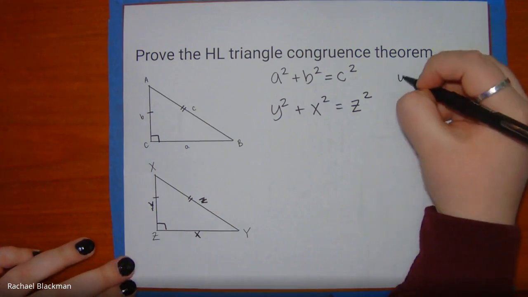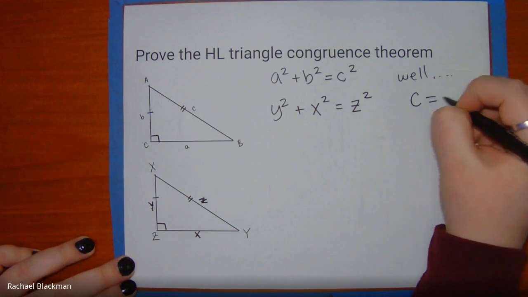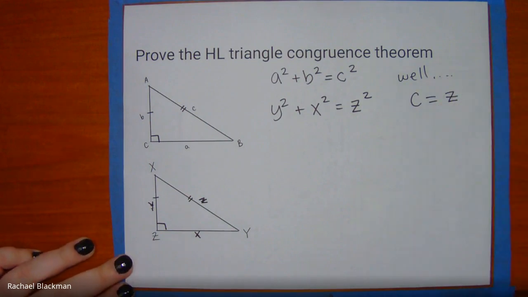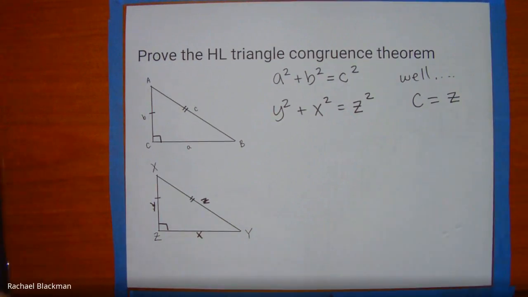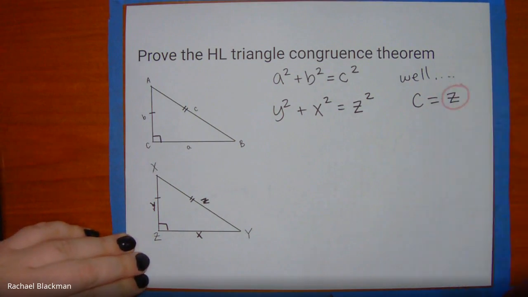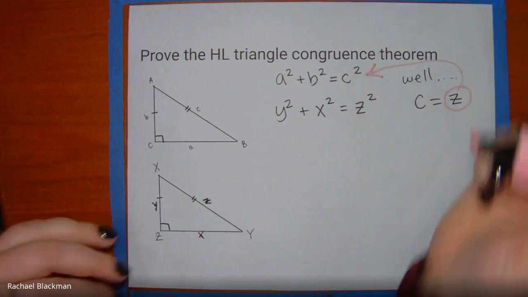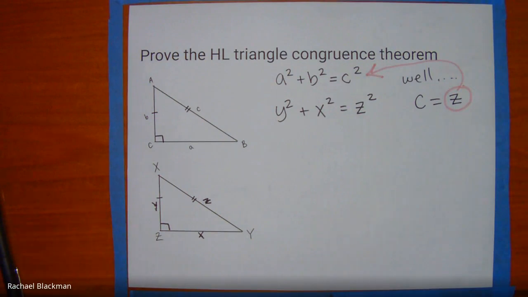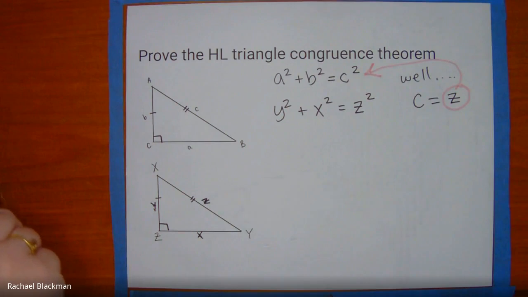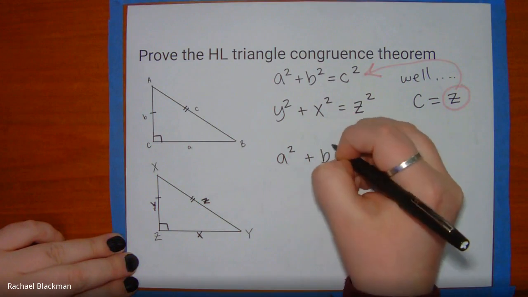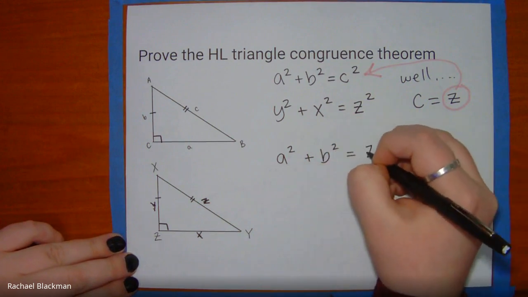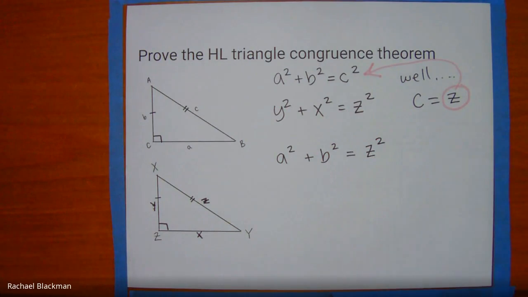Off to the side, I'm going to say, well, C is equal to Z. So let's just substitute it in one of our equations. I'm going to take this Z, and I'm going to plug it in right there for C. And I'm going to come up with a new equation. It's the same thing, because again, C and Z are the exact same thing. But now I can say that A squared plus B squared equals Z squared. That feel all right? Okay. It's kind of cool. It's going to work out and it's going to be really awesome. I love this proof.